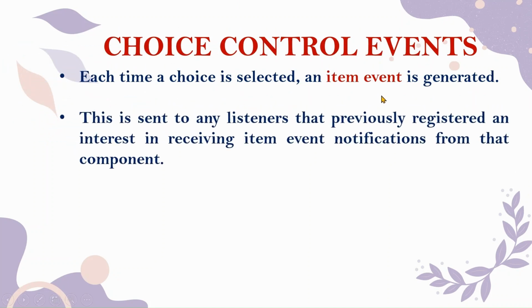Now after the event is generated, that event information should be sent to the listeners, and the listeners need to register themselves at the source. So this is sent to any listeners that previously registered an interest in receiving item event notifications from that particular component. Whoever is interested, those listeners need to register at the choice control. Then anytime you select any option, the item event is generated, and it is passed to the registered listeners, so that the concerned action can be taken.